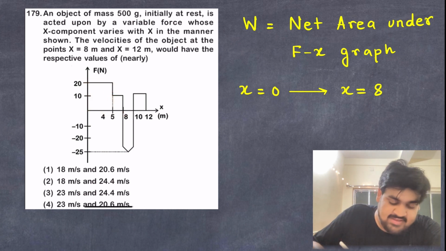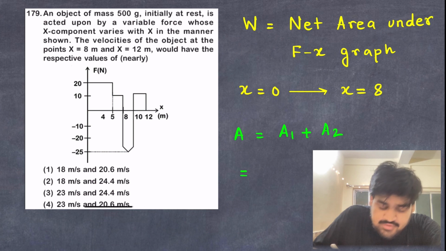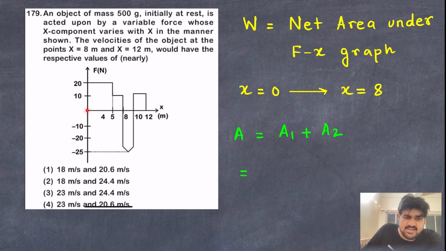So our net area will be equal to the area of the first rectangle plus the area of the second rectangle. For the first area we can easily see that the length is spanning from x equal to 0 to x equal to 5, right? So the length will be 5 units multiplied by the breadth. Over here the breadth will be from 0 to 20, so this is the breadth. So what will be the breadth? 20.